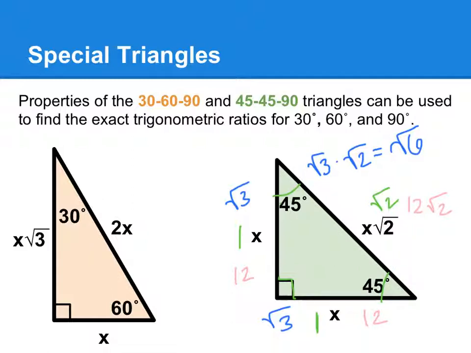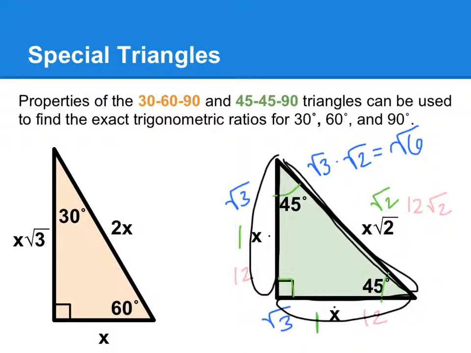So again, just to reiterate what we said before, with 45, 45, 90, you have two sides that are exactly the same. So this is x, x, and the other side is just going to be x square root of 2. Now you're going to start to notice some patterns. You're going to start noticing square root of 3. Let me write this up here.